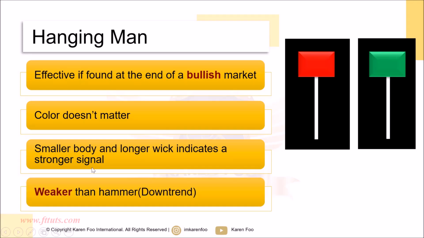And if you compare this with hammer, which is the one found in the downtrend, it is actually weaker than the hammer. Because if you were to ask me, is this more of a bullish candlestick pattern or is this more of a bearish candlestick pattern? I would say it is still bullish because buyers still won at the end, okay?